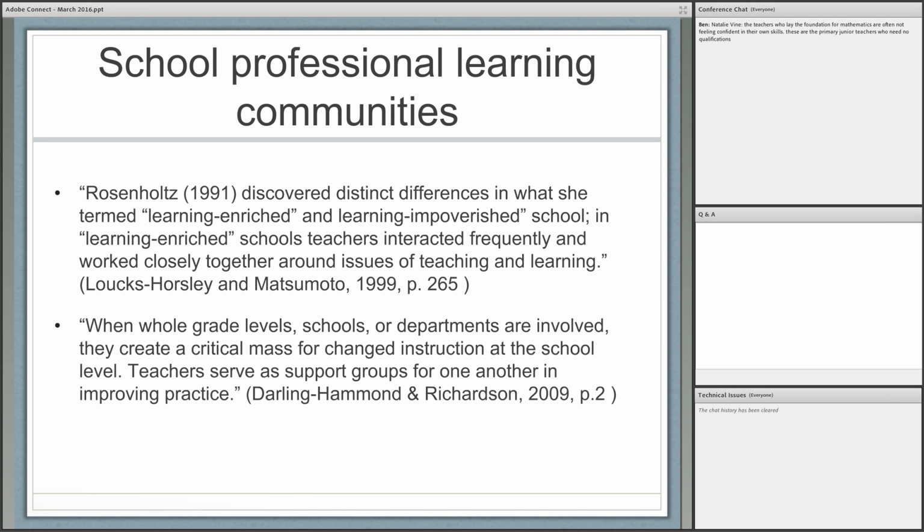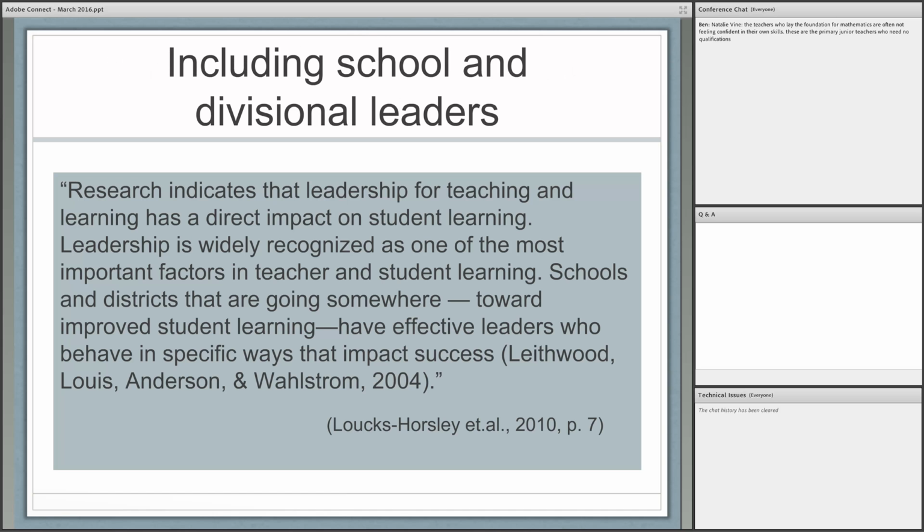We know that there's been a lot of research around learning-rich schools as opposed to learning-impoverished schools, and thinking about learning-rich schools as schools where the teachers interact frequently and work closely together around issues of teaching and learning. There's lots of research to support that, so that we get a critical mass of people involved in working on changing instruction. We also know not everybody will be on board, but I find that it starts to snowball when a few people start to work on it. Sometimes people pick up the odd activity or idea and then eventually come on board.